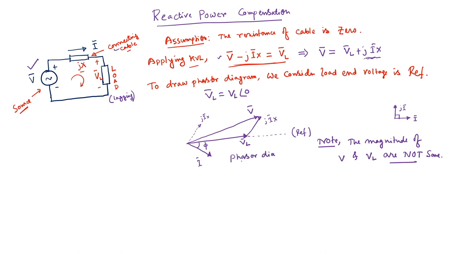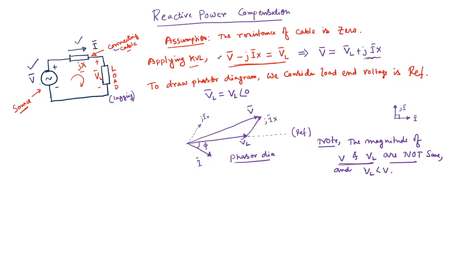One can comment that the magnitudes of V and VL are different, and you can see that VL is lower than V. Why is this happening? Primarily because there is a voltage drop in the connecting cable. So, the load end voltage is different from the voltage supplied by the source, and that is visible from this phasor diagram.